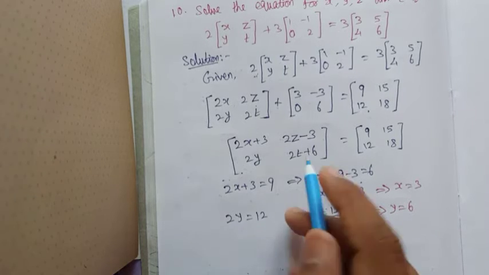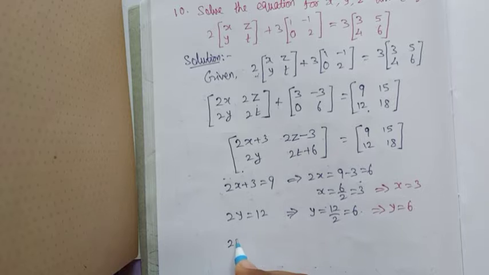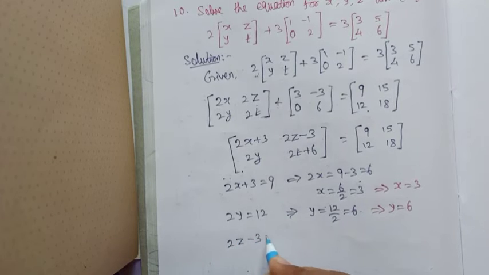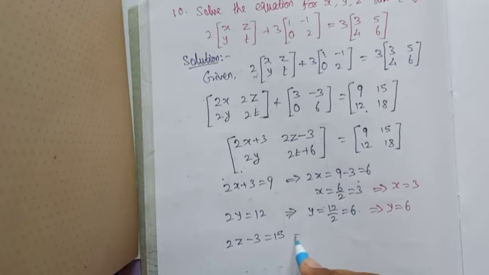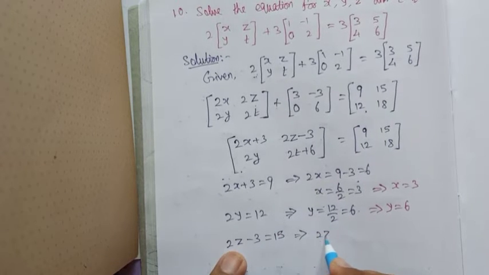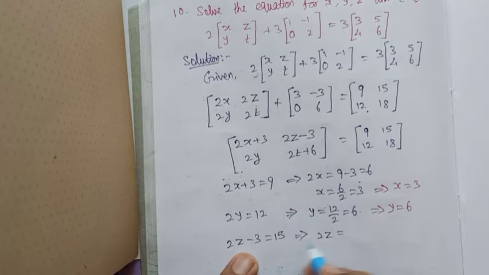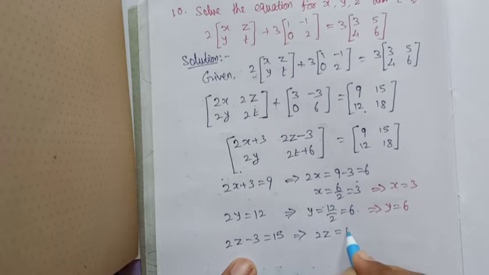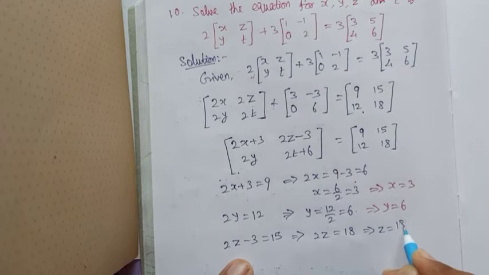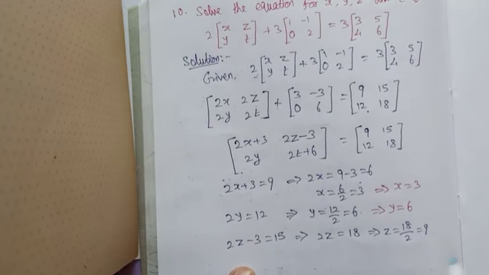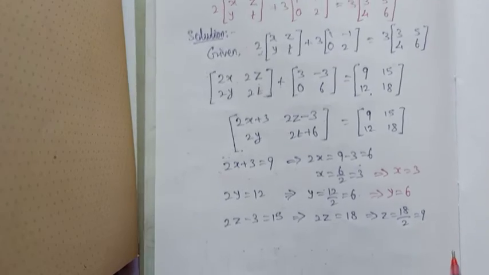What is the equation? The corresponding element 2z minus 3 is equal to the corresponding element 15. So which implies 2z is equal to, minus 3 shifted to the right side, we get plus 3, and 15 plus 3 is 18, which implies z is equal to 18 divided by 2, we get 9. So z value is 9.